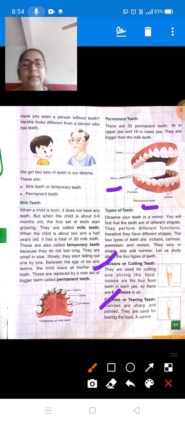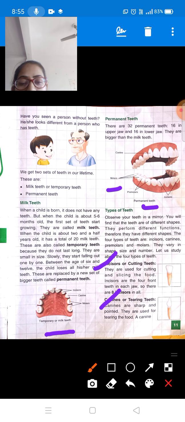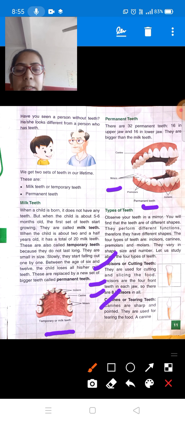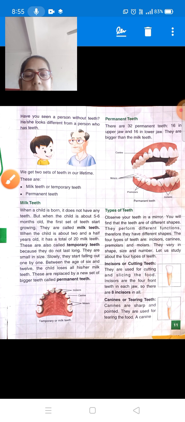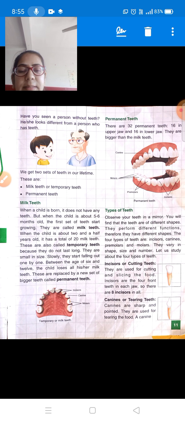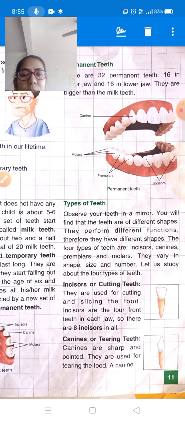And a child has milk teeth, or temporary teeth. In these teeth, incisors are present, canine teeth are also present, and molars are also present, but premolars are not present, right? So premolar teeth are absent in a child, in milk teeth or temporary teeth. Okay, now let's discuss the 4 types of teeth: incisor, canine, premolar and molar.